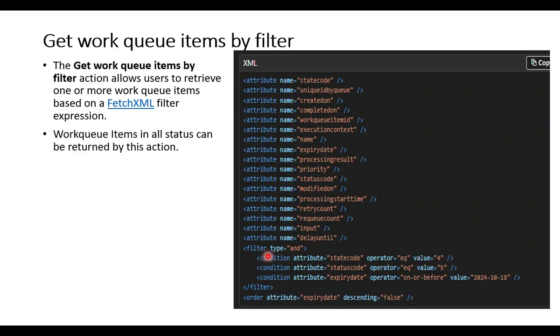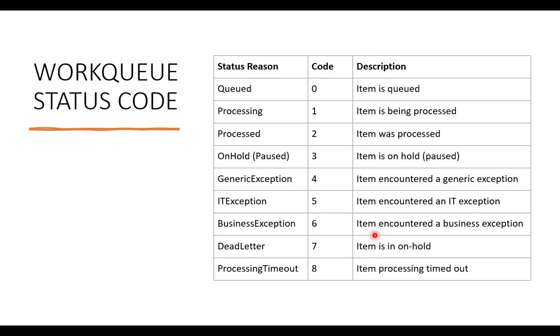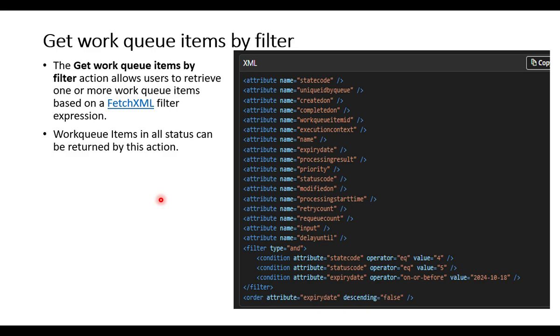So this is the code. It's saying filter by status code 5. So what is status code 5? That is IT exception. So this is the format. As you can see here, these are the field values. It's like in SQL, right? As select column 1, column 2 from table. So here, these are the field names.